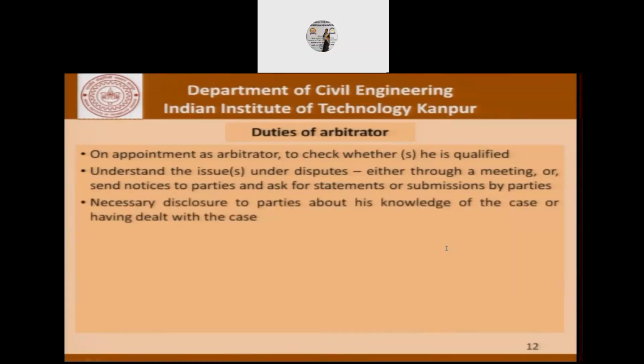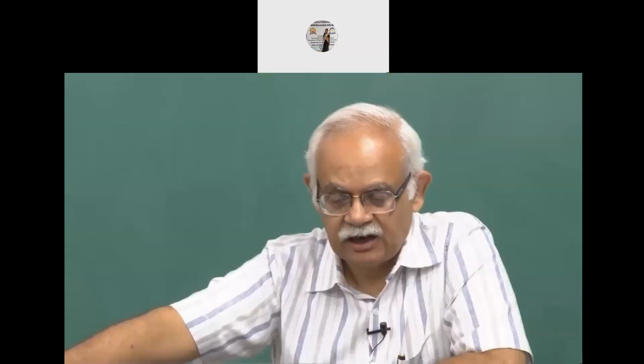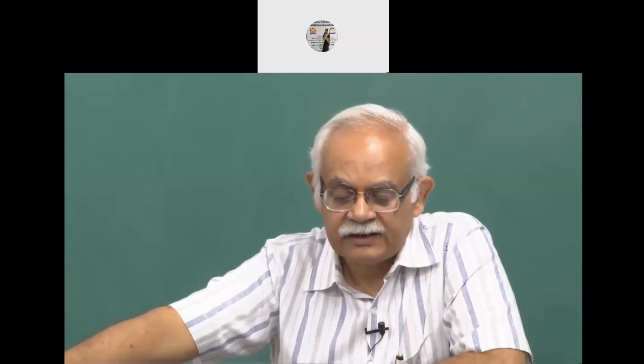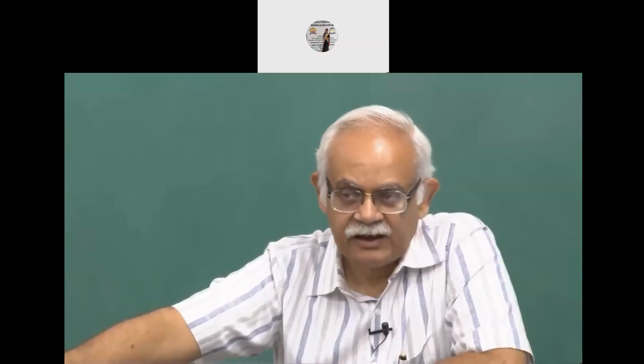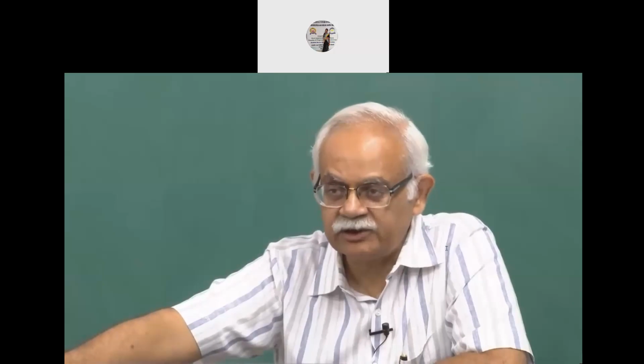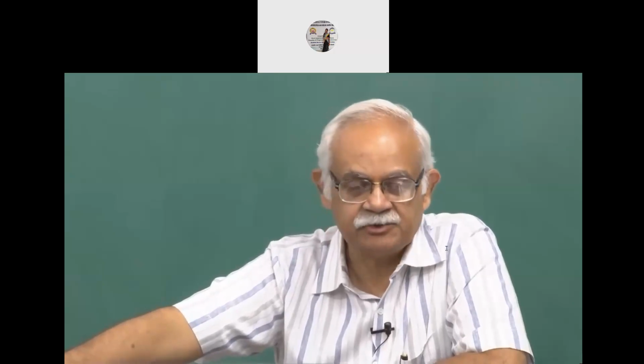Receiving disclosures, the arbitrator should not receive anything privately. He must make sure that the evidence received by him is not one-sided. Please remember that in an arbitration the two parties have to know exactly what is being done. They should receive that aside.